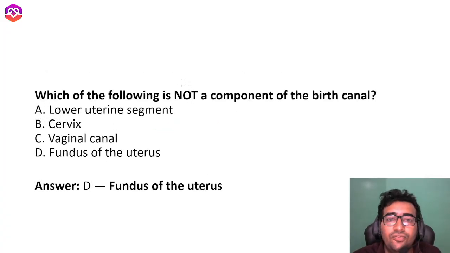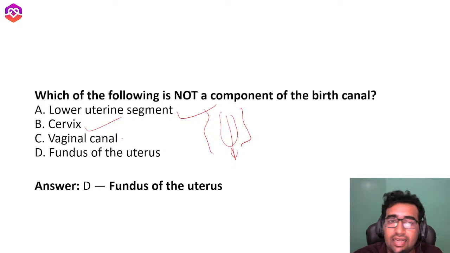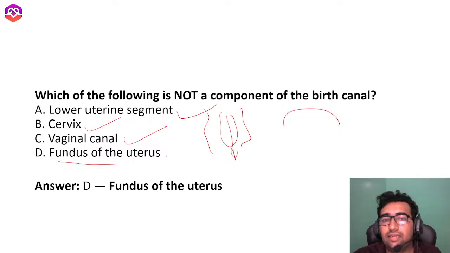Which one of the following is not a component of the birth canal? The lower uterine segment will form the birth canal. Birth canal means during delivery there will be a canal formation. The baby will come through this canal. Our cervix is there, the cervical expansion, everything happens. The vaginal canal is there, but the fundus is the upper side of the uterus. It will not form the birth canal as I described in the lecture. So this is the answer to this question.